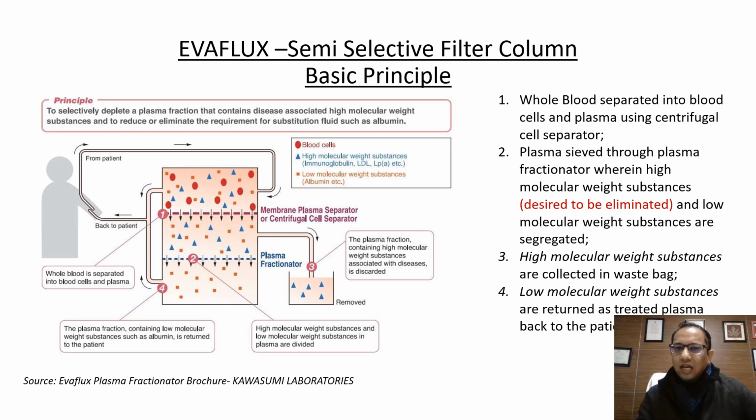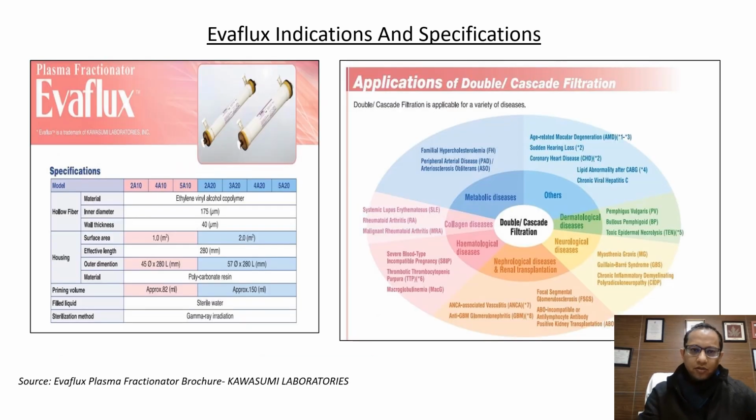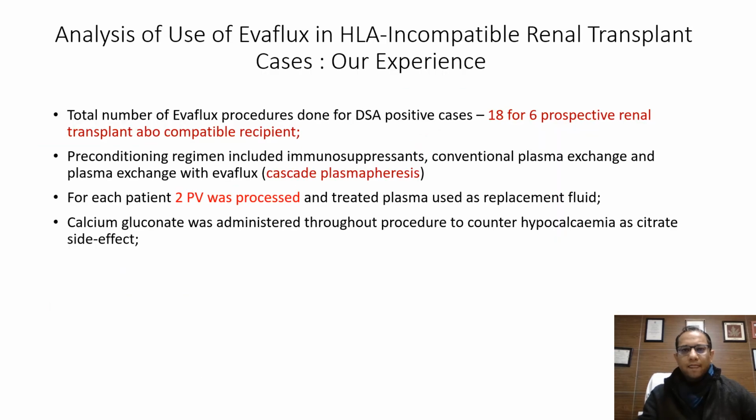So that's why it is called a cascade plasmapheresis. So these are various indications of EVA flux. We have done it in an ABO incompatible transplant. We have done it in HLA incompatible transplant to reduce the HLA antibodies, and we have found that cascade plasmapheresis or cascade filtration plasmapheresis is much more effective in HLA incompatible transplants.